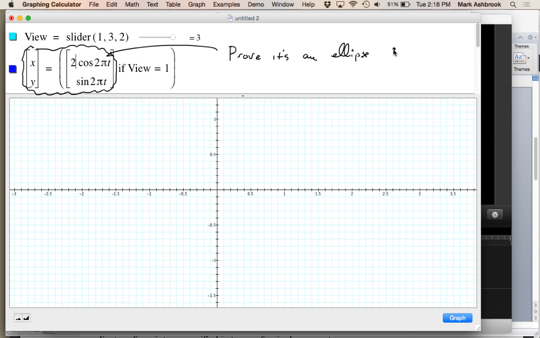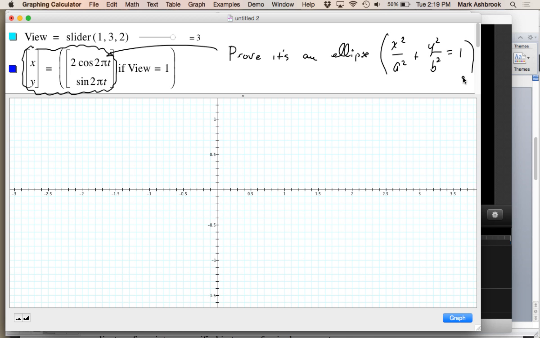What is the equation of an ellipse centered at the origin? Anybody remember? Someone's saying it. Who's saying it? Divided by, like two different radii. X squared. Okay, so we won't do this now. This will be part of the next homework assignment.